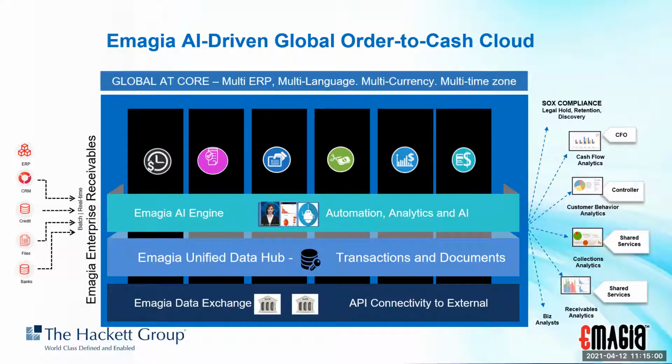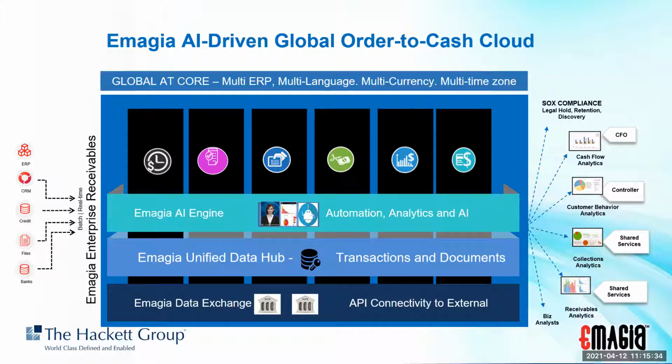And on top of that, that's where we deploy what we call the Imagia AI engine, which primarily brings together automation, analytics, and AI, which we'll talk about, how it comes together. And this is the latest trend with most of the order to cash systems that are AI driven, bringing together automation, analytics, and AI. So we bring that all together to drive this 85% to 90% touchless process.